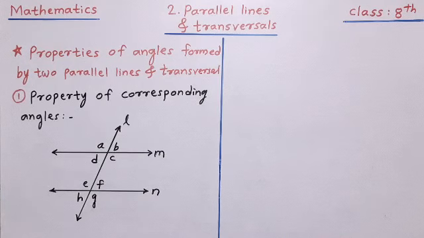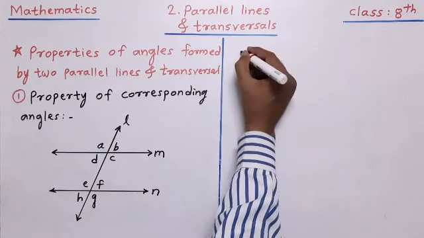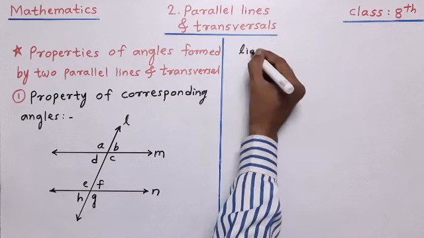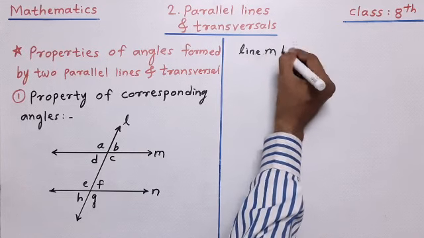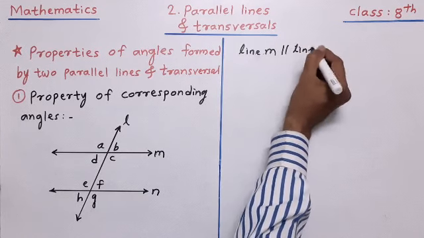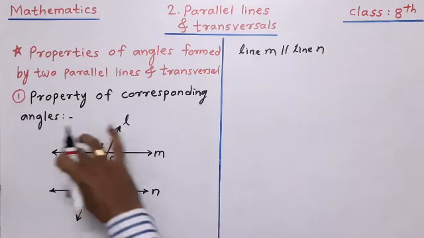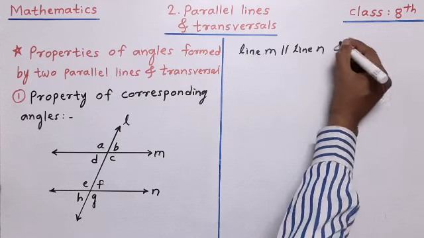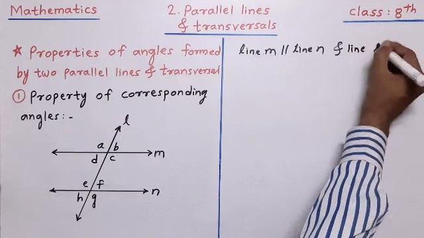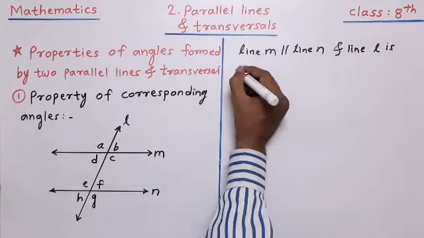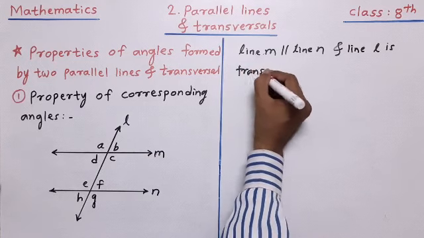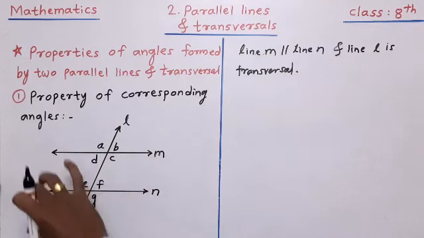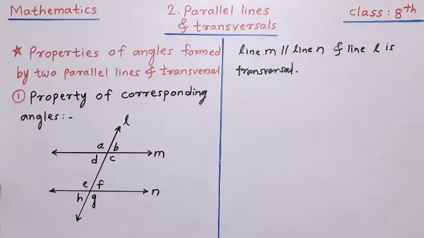Means here we can see in the figure, line M is parallel to line N. See here, these two lines are parallel, means line M and line N are parallel, and line L is the transversal. That can be clearly seen in the figure. Line L is the transversal of these two parallel lines.